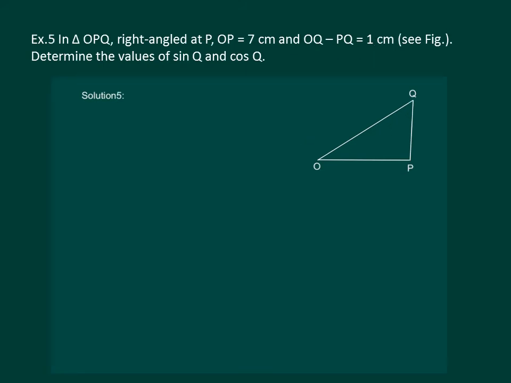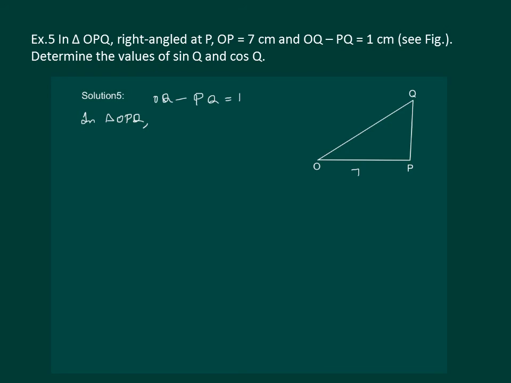Let us read the question. In triangle OPQ, right angled at P, OP equal to 7 centimeters, OQ minus PQ equal to 1 centimeter. Determine the value of sin Q and cos Q.